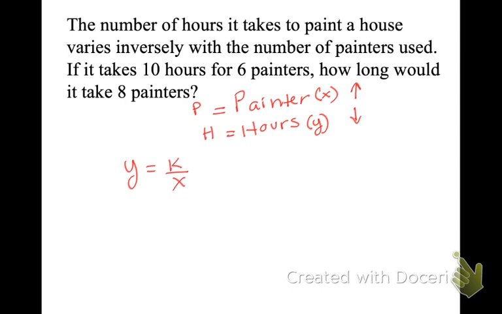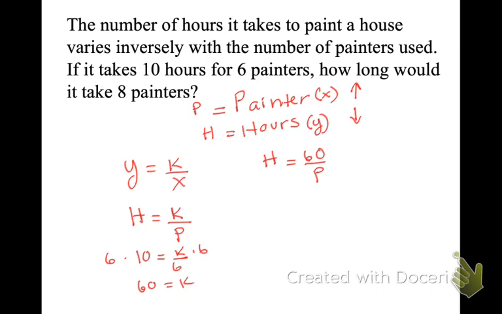So we set it up like this, and then we're going to substitute if it takes 10 hours for 6 painters. So I'm going to actually write this as h equals k over p. So I'm going to substitute in 10 equals k over 6. I'm multiplying by 6. 60 is equal to k. So my inverse variation equation is, let's do it with the variables that you need, H equals 60 over painters.